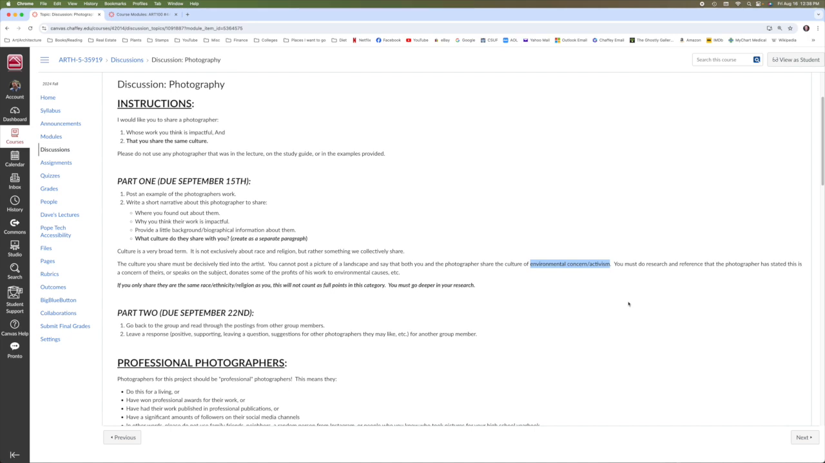If you give time for beach cleanup, if you give money to environmental impact companies, that's something that would provide proof that you promote this same exact culture. Okay, so you can't just say, I'm concerned about the environment, this person is too because he does a landscape photo. That's not it at all. You must do more research.